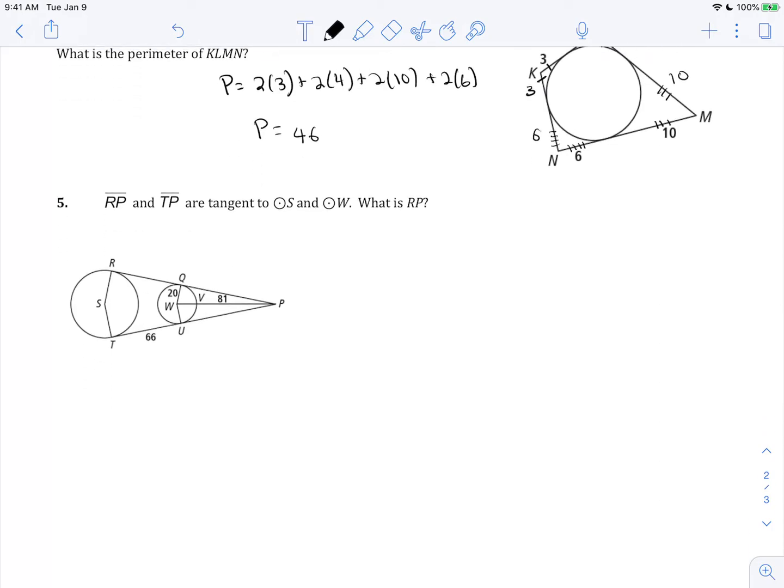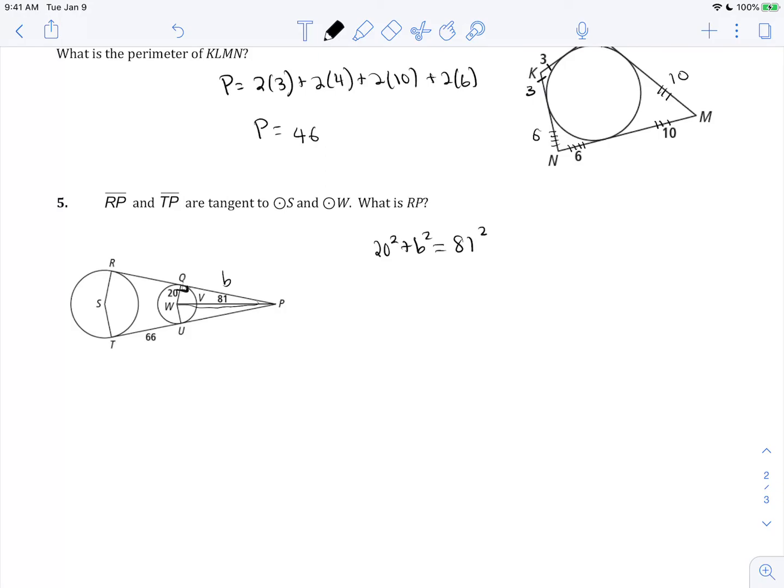All right, last one. RP and TP are tangent to these circles. What is the length of RP? Cool. So I see that this is 81 and this is 20. We know they're tangent, right? So we should be able to find this length right here pretty easily using the Pythagorean theorem because we have a right triangle. So I'd say 20 squared plus b squared equals 81 squared, right?